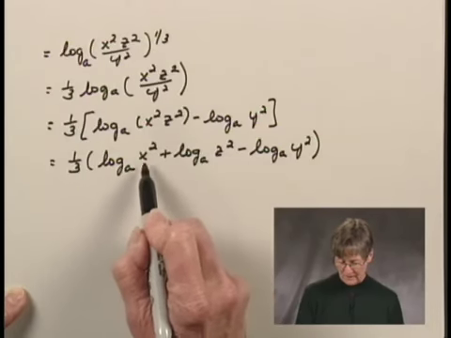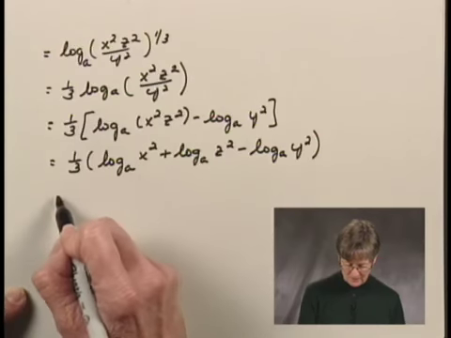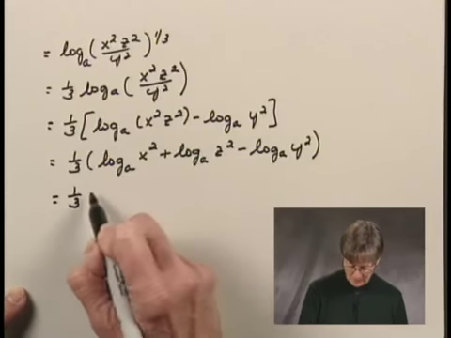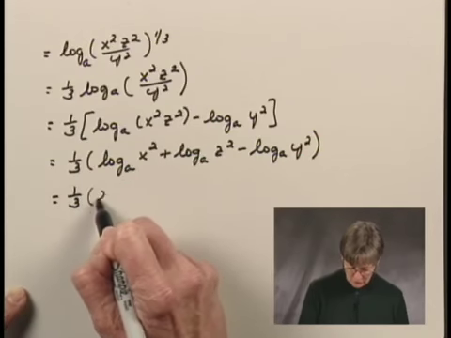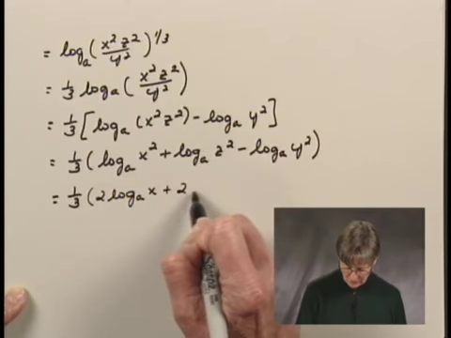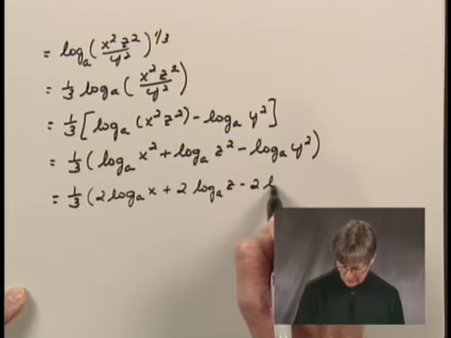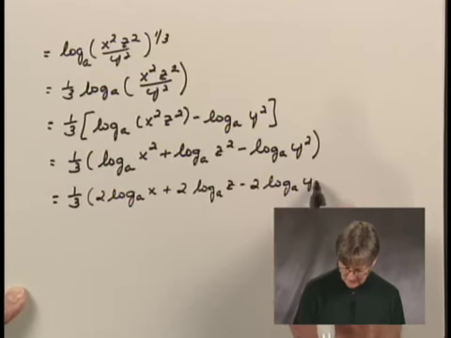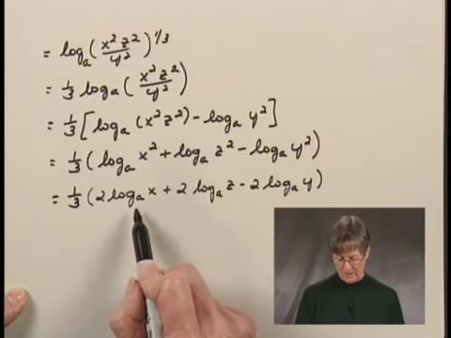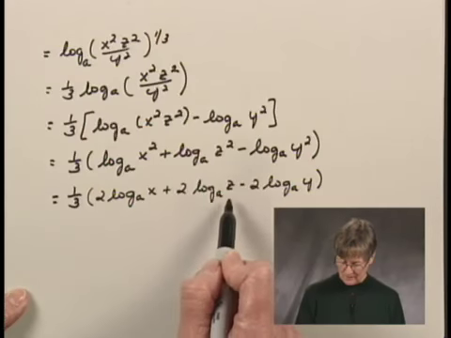And now in each of these, the log base a of a number to a power is that power times the log of that number, so the log base a of that number. So I'm going to rewrite inside the parentheses, and I'll have 2 times the log base a of x plus 2 times the log base a of z minus 2 times the log base a of y. And now I do have this broken down the way I wanted in terms of logarithms of log base a of x, z, and y.